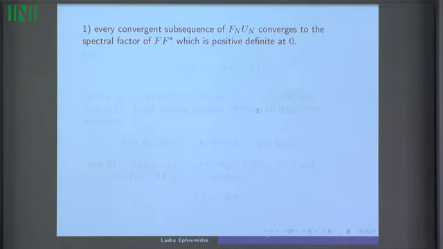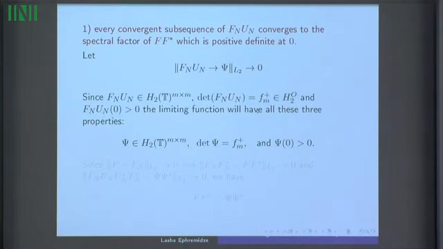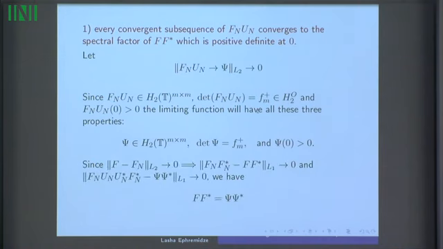The first property is easier to demonstrate, because if we assume that it has a subsequent convergence, and let us denote it by the same n, if we assume that this converges to psi functions, for example, then this limiting function will have all the same properties. It will be analytic, the limit will be analytic, and the determinant will be the same, because the determinant of this does not depend on n.